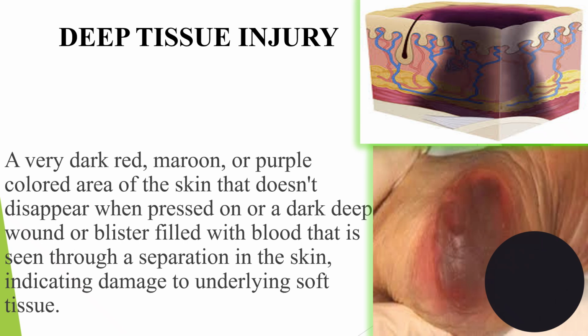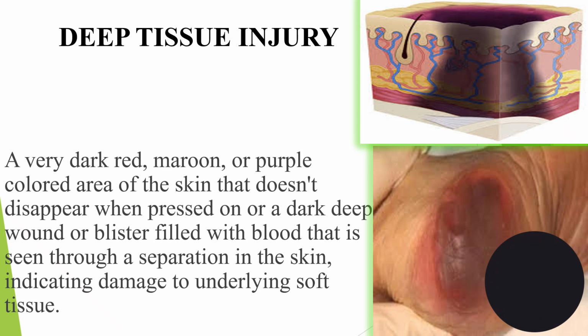So the main thing is that a deep tissue injury is dark red, maroon or purple colored. When you press it, it will not go off, it will remain. It indicates damage to the underlying soft tissue.